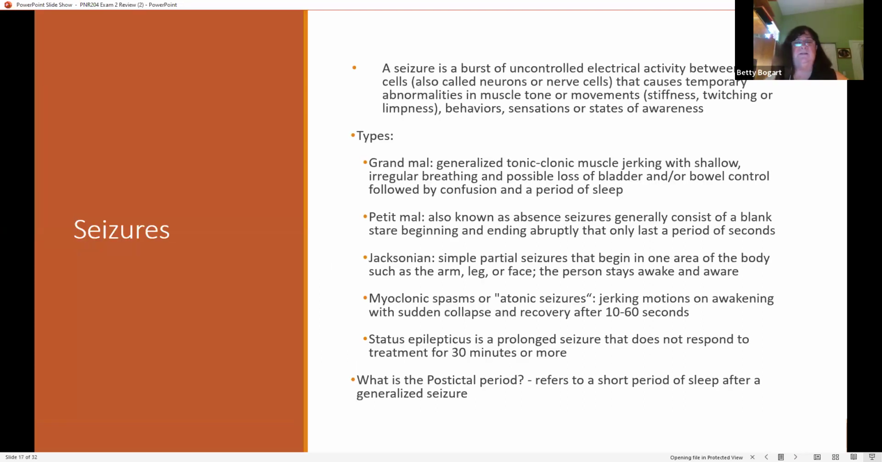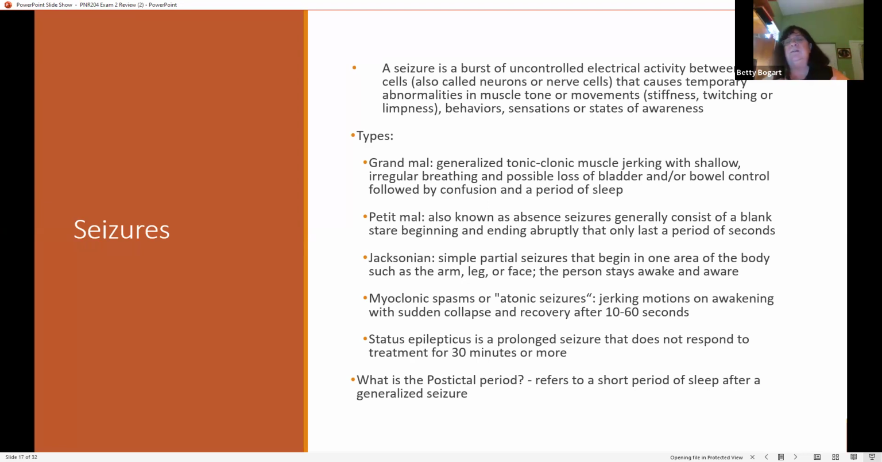So let's go into seizures. There was a lot in this week's information that we just got over. So what is a seizure? What I call it is simply something in the brain sparks and goes bzzz.